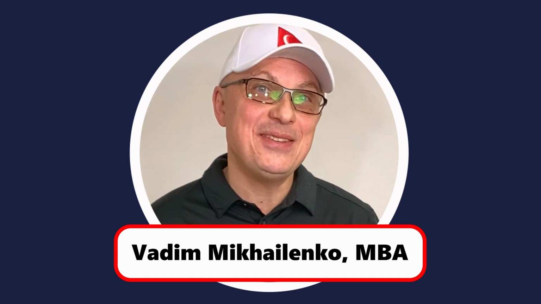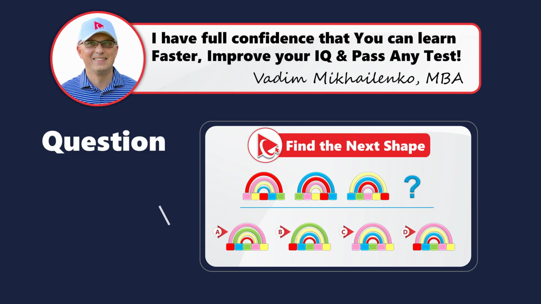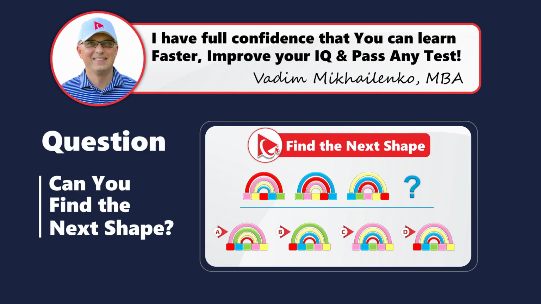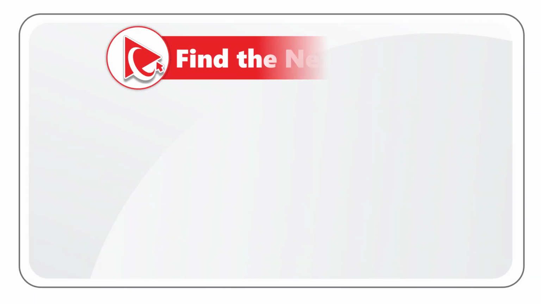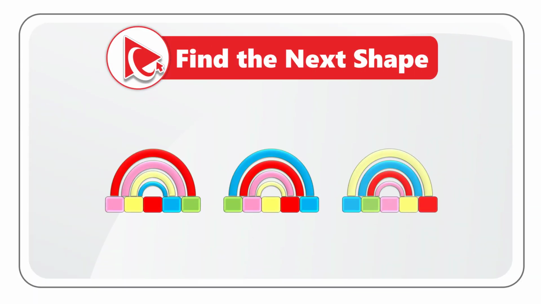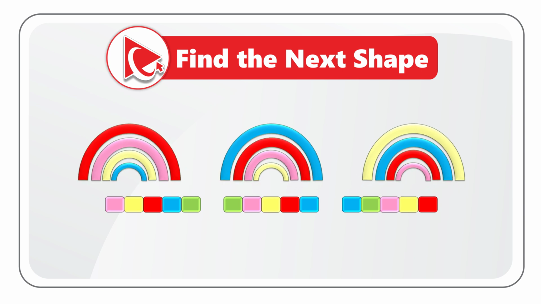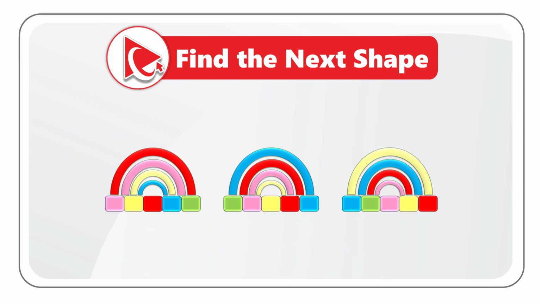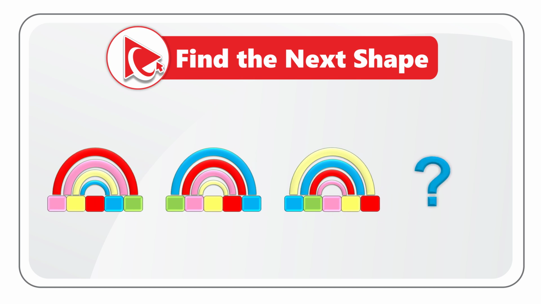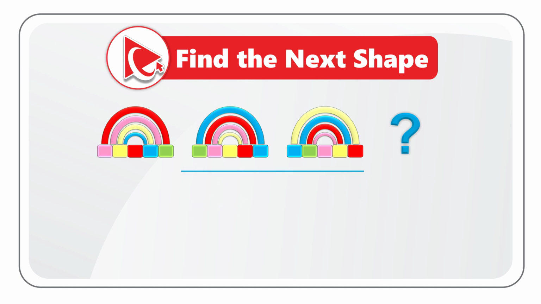And now let's continue and get you ready for the test. Here's the very unusual question, which tests your analytical skills, pattern recognition skills, as well as spatial reasoning. You're presented with 3 very unusual shapes. You have a rainbow consisting of 4 sections on the top, and then 5 squares at the bottom of this shape. Each shape has a unique set of different colors. You need to detect the pattern, and based on that, recognize shape number 4 out of 4 possible choices.